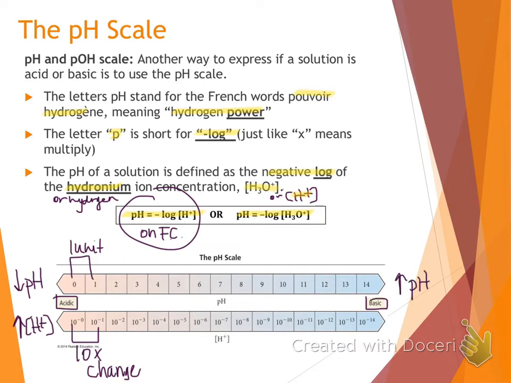Whenever we have a high pH, which is a basic solution, that means we don't have very much H plus at all. We have very little H plus and more OH minus. So we need to recognize two things from this pH scale. There is an inverse relationship between pH and our H plus concentration. And every 1 unit of change is going to be a change of 10 in the concentration. And then, of course, we need to be able to calculate pH given that H plus ion concentration.